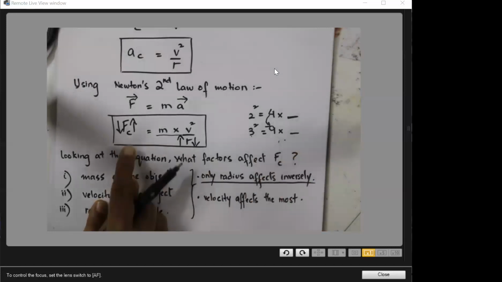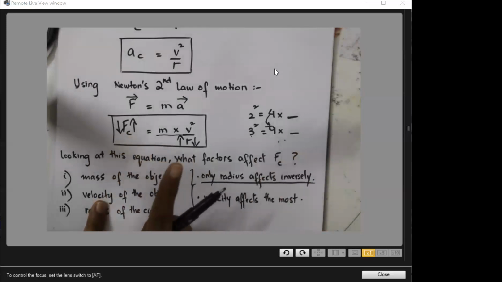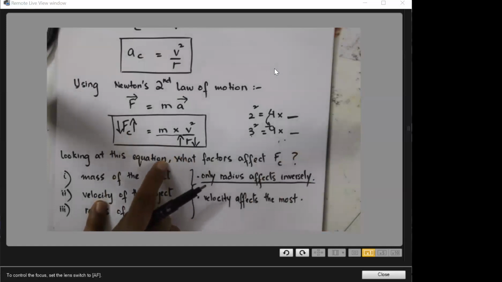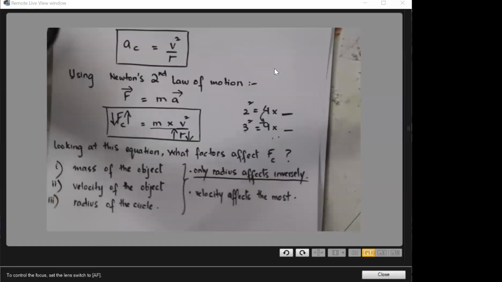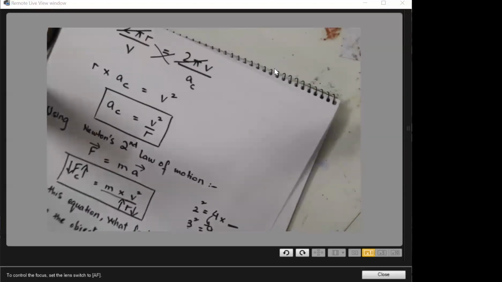It affects it acutely. And that is why I said that if the velocity of the object is not enough, what will happen? The centripetal force will immediately cause it to fall to the center of the circle. And then the radius, I already discussed.